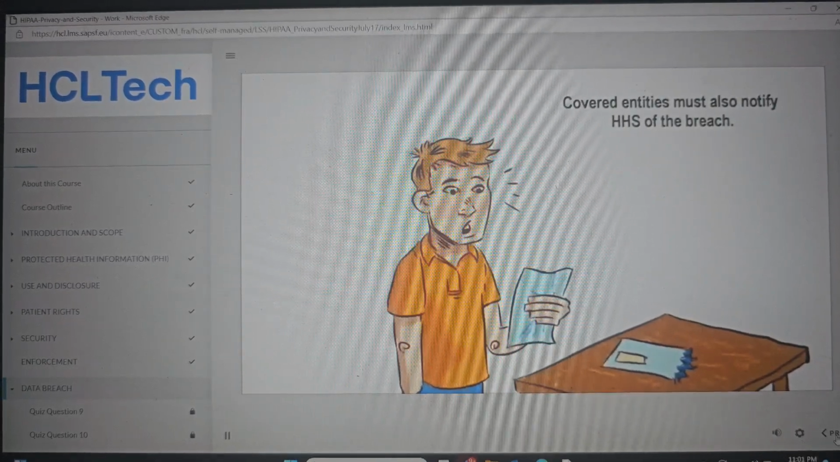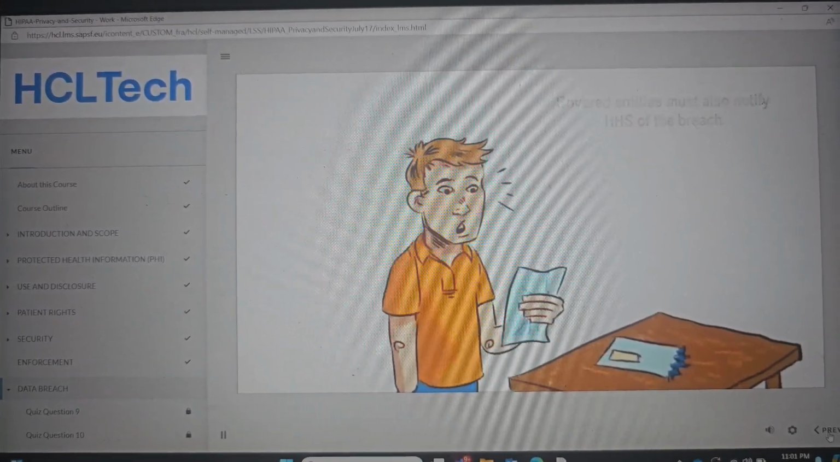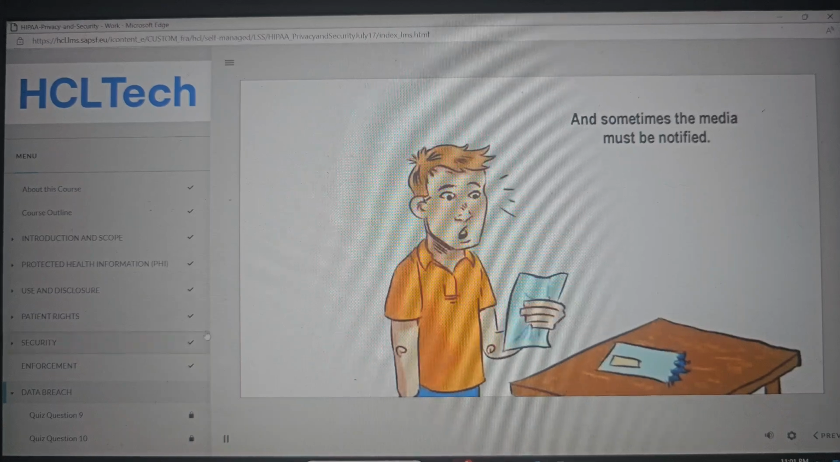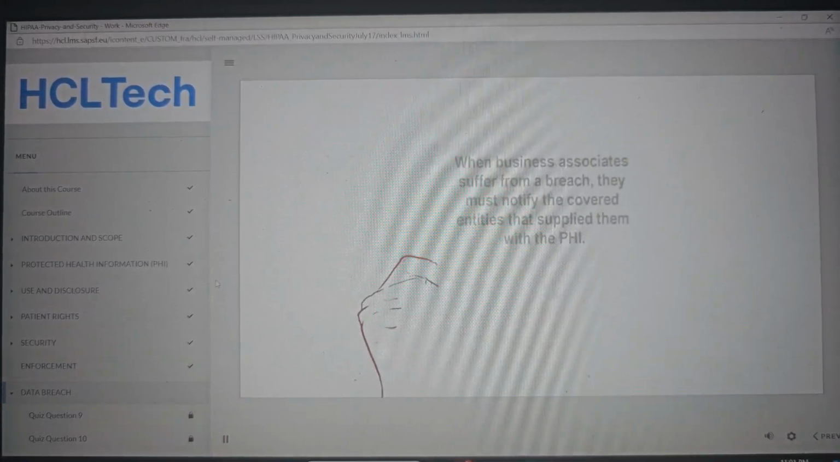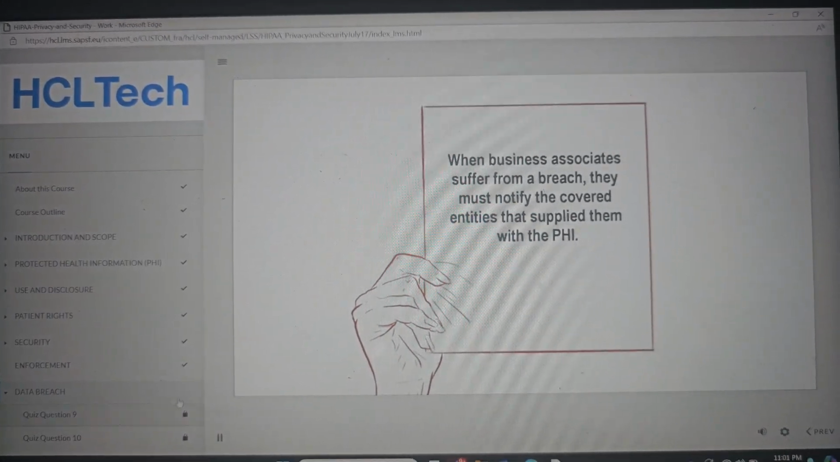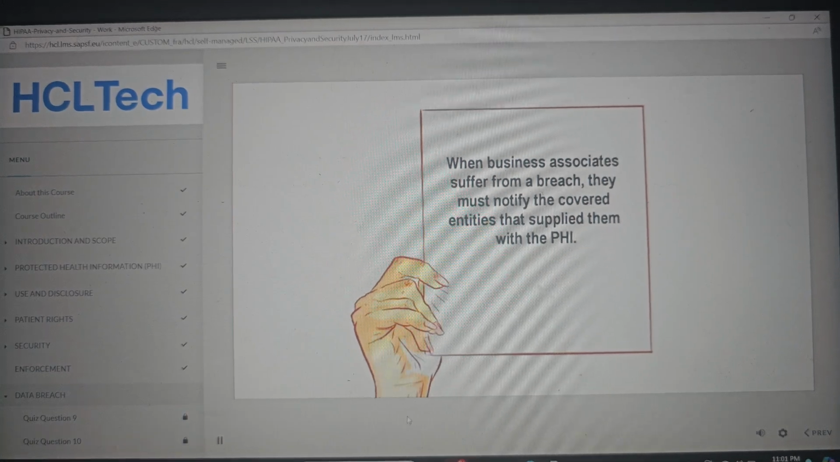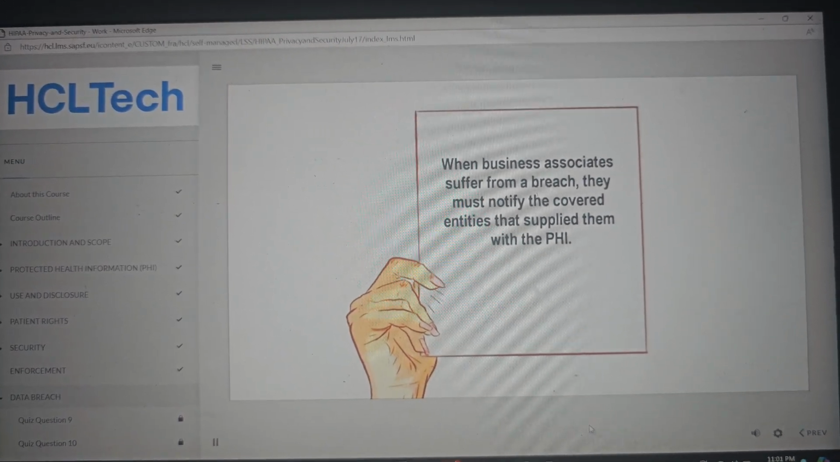Covered entities must also notify HHS of the breach, and sometimes the media must be notified. When business associates suffer from a breach, they must notify the covered entities that supplied them with the PHI.